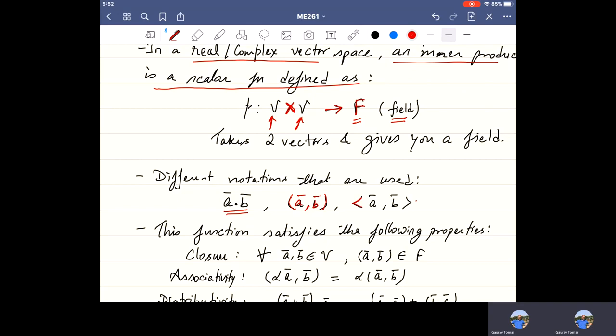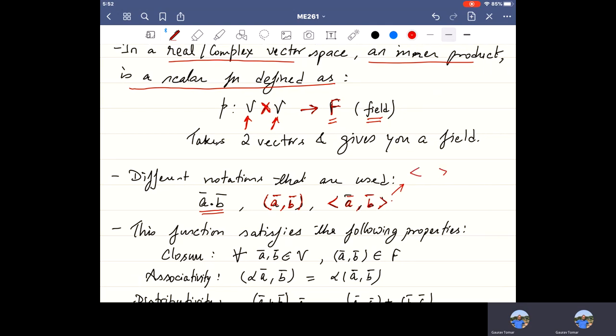Now, since we have been using angled brackets to imply the span of a vector space, we will not use this notation in this class. But at places, this is the way you denote inner products.